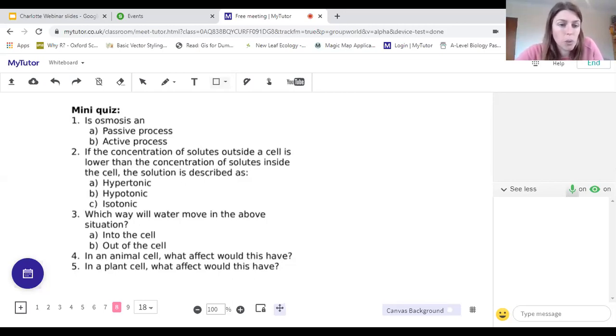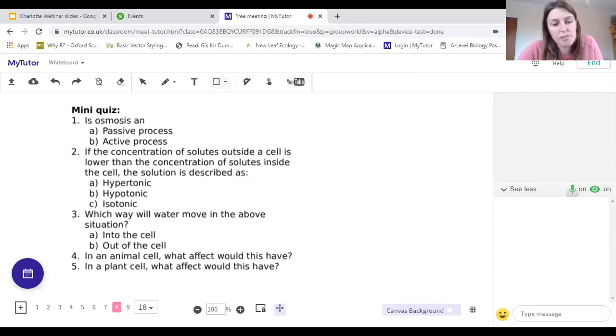Okay, question 4. In an animal cell, what effect would this have? So water is going into the cell, out of control. Good, or puff up. Exactly. It might become lysed if it's really bad, then it might burst.